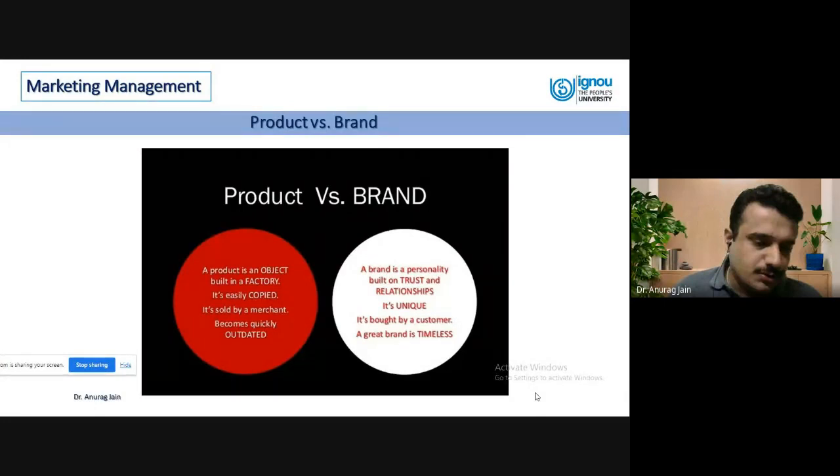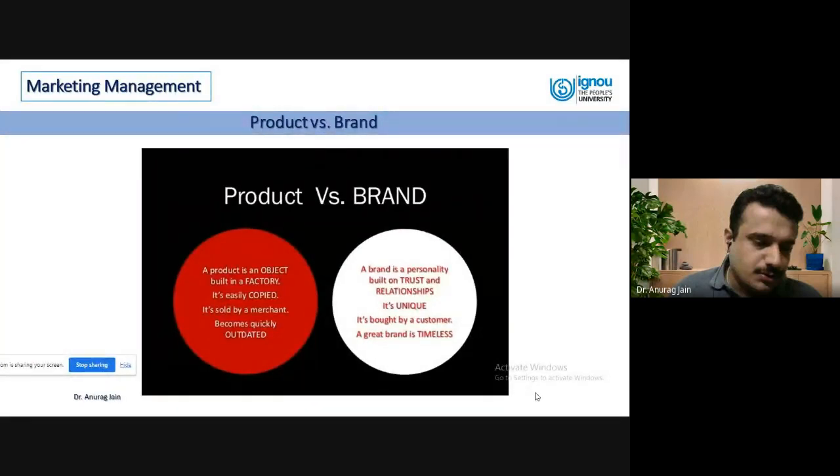So the same design can be copied, the same features can be copied, the same colors can be introduced in the market, right? And that is the reason it becomes outdated. But on the contrary, a brand is a personality built on trust and relationships. So many of you are mentioning Coca-Cola. Coca-Cola is a brand which has been built over a period of time. It is not a product, and it's unique.